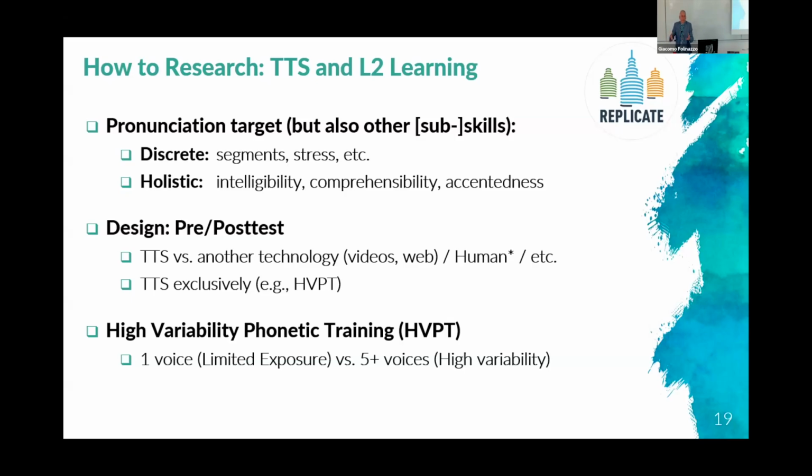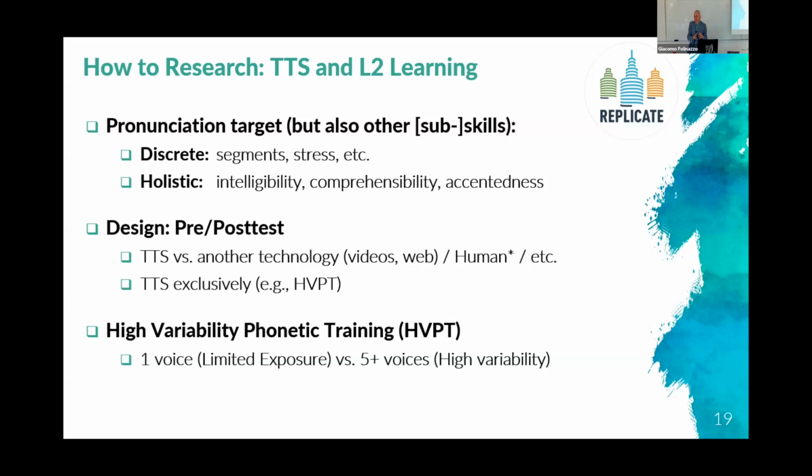So this could be maybe an opportunity in which teachers could relocate their resources to focus on things that technologies cannot provide, right? There is also the issue of high variability phonetic training. This is very similar to what one of my PhD students is doing now. One group is learning English with only one TTS voice, while the other is using 5 different voices. Okay, and the results have been very interesting so far.